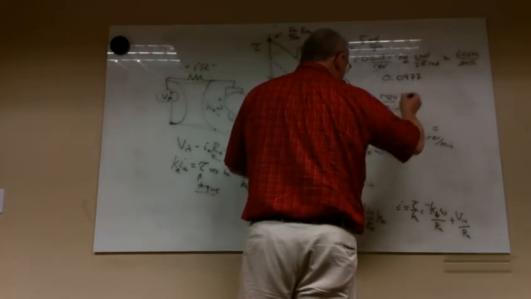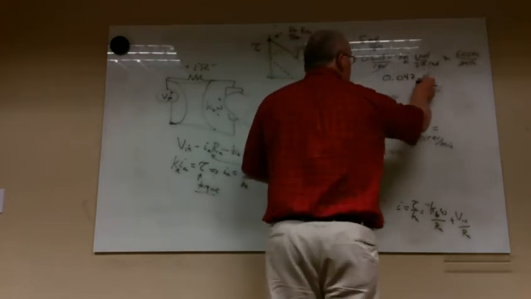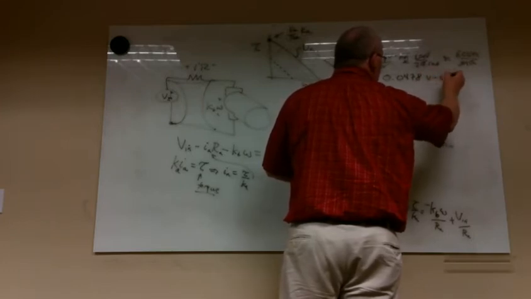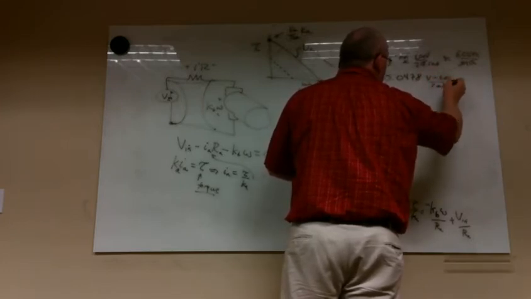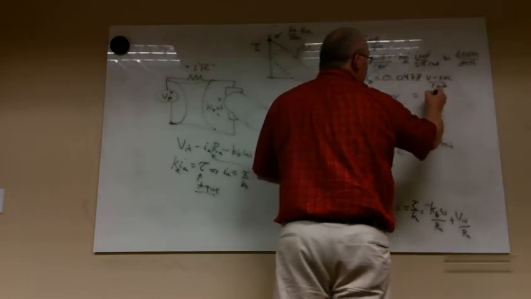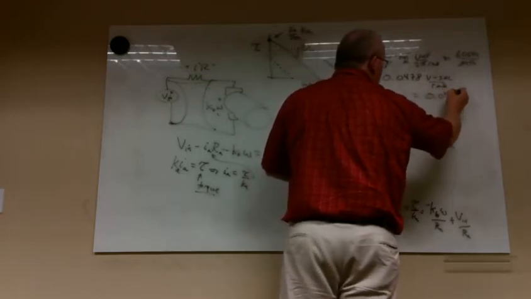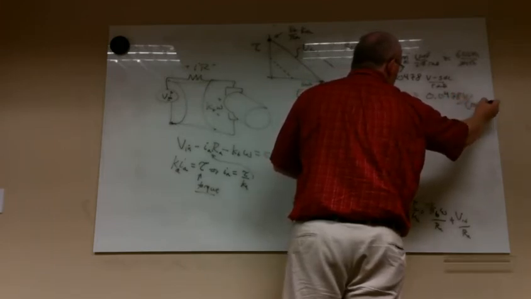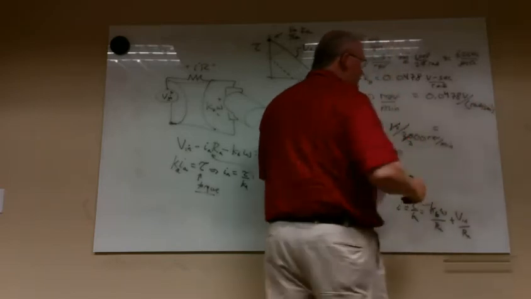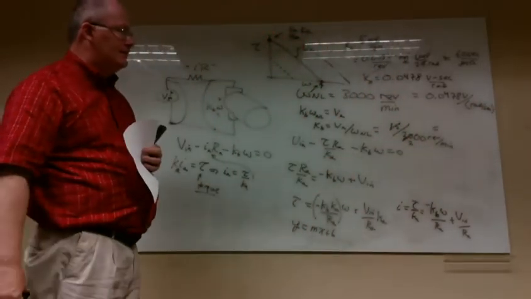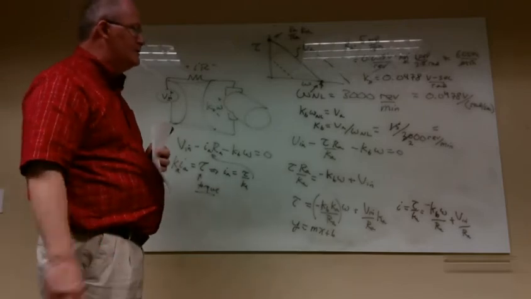Why not call it that? Actually, 0.0478, let's just do that. Volt seconds per radian is equal to 0.0478 volts per radian per second. So for every radian per second of speed that you get, you'll get almost 50 millivolts. You get 47.8 millivolts of back EMF.